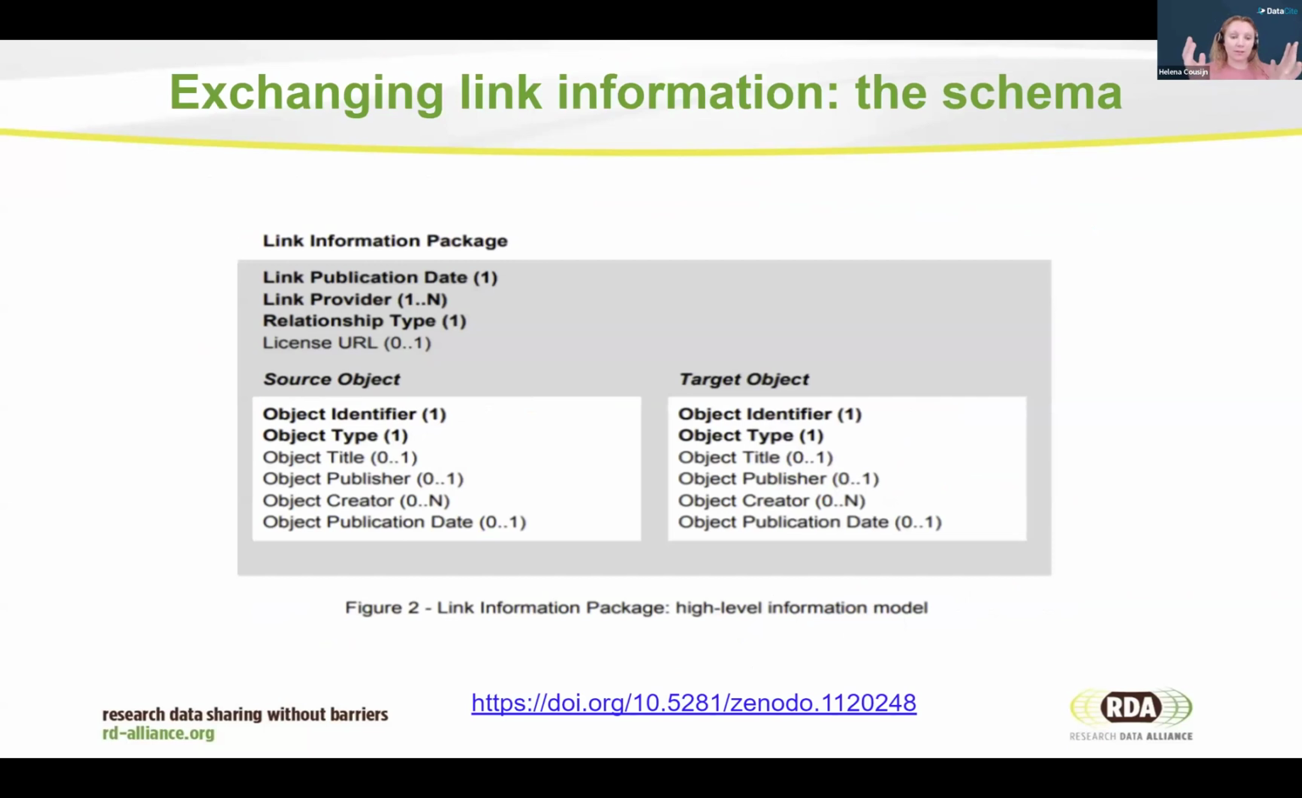And this is sort of the framework that we use, the link information package, where we describe a source object and a target object. I mean, this can be in both directions, so from the side of the article and from the side of the data set, to describe these connections.